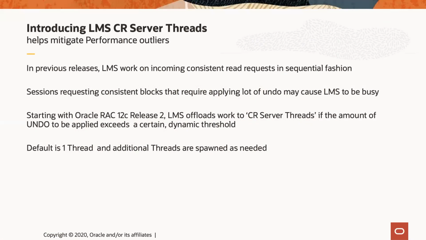So what we have done is work around it with this feature called CR Server Threads. If the amount of undo exceeds a particular threshold, we invoke a thread and say, go do the work for that busy guy. I'm not going to let this build up, causing outliers and affecting the performance of the application. By the way, this is all automatic. We automatically calculate the threshold, and we automatically calculate the number of threads.